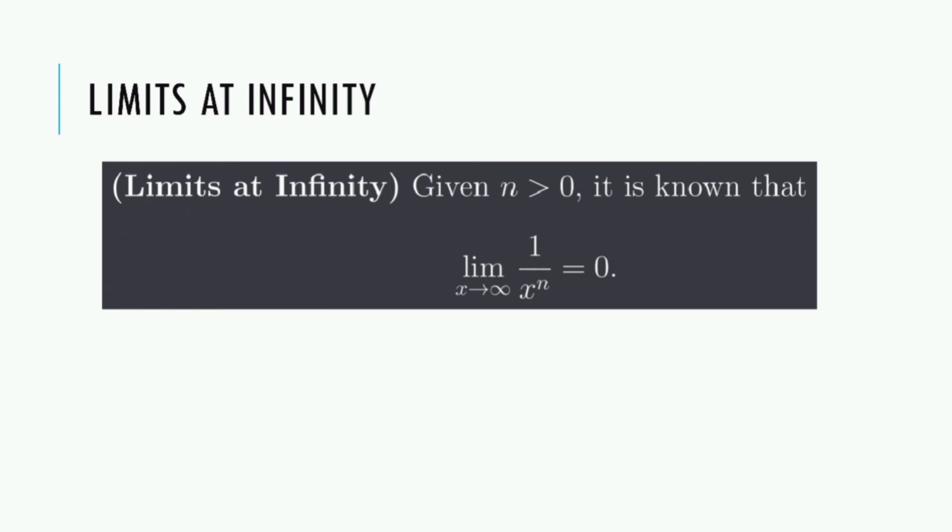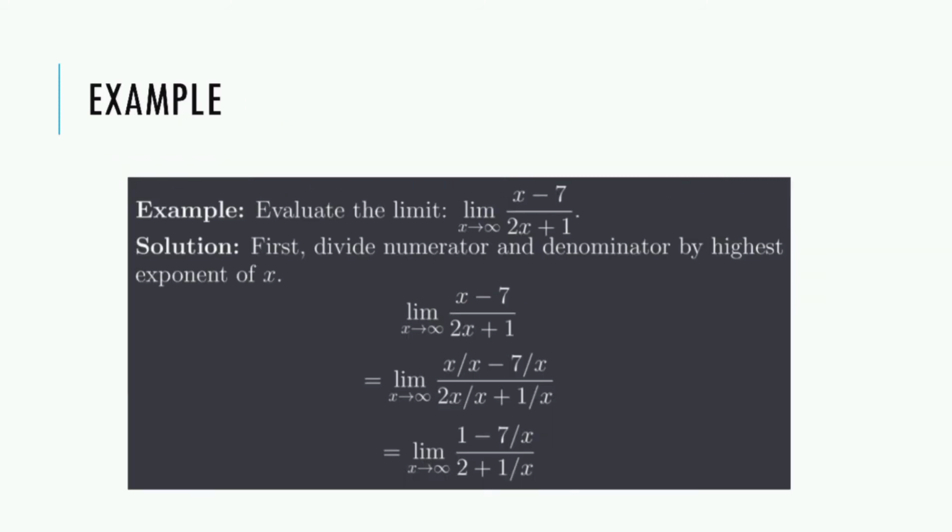with x in the denominator. Now let's solve some examples. Evaluate the limit of x minus 7 all over 2x plus 1 as x approaches infinity. Let us first divide the numerator and the denominator by the highest exponent of x.